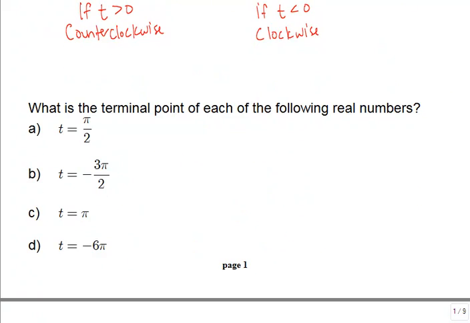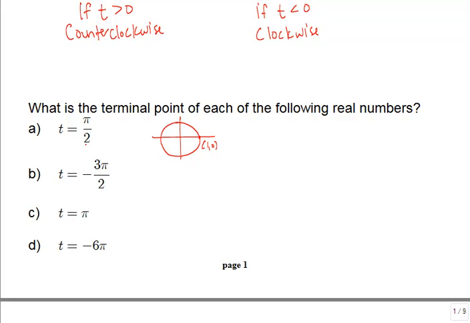So let's take a look at what our terminal point would be if t had a distance of pi over 2. So we're going to take a look at our unit circle. We're going to start at 1, 0 on this unit circle, and we need to travel a distance of pi over 2. And since this is positive, we're going to want to go in the counterclockwise direction.